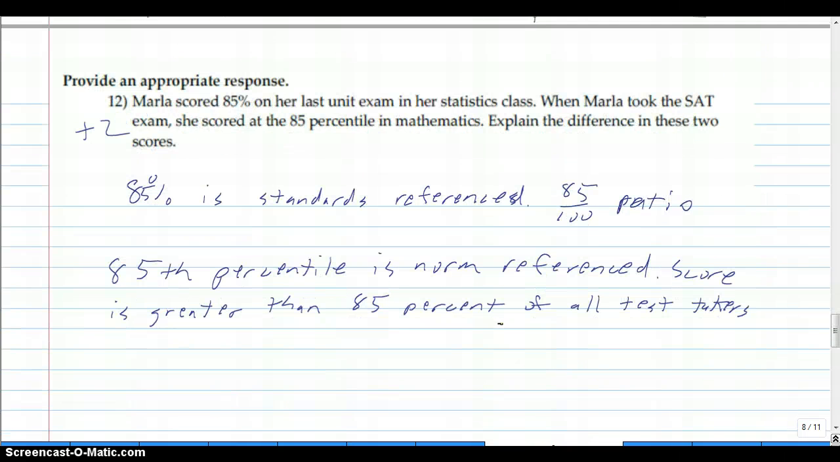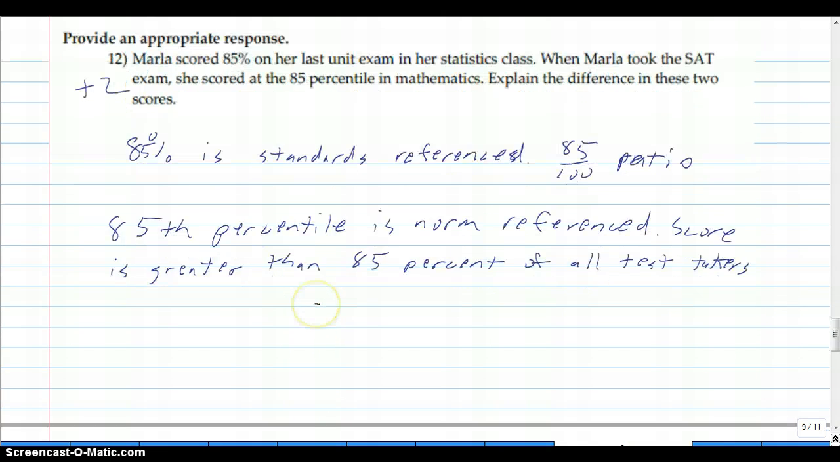12 was 85th percentile versus 85%. Most of you got that. 85% is based on a standard: 85% of the questions answered were correct. 85th percentile is norm referenced, or comparing to everybody who takes it. It doesn't have really anything to do with how you did with the questions. It's just comparing you to everybody else, or Marla compared to everybody else that takes the exam.